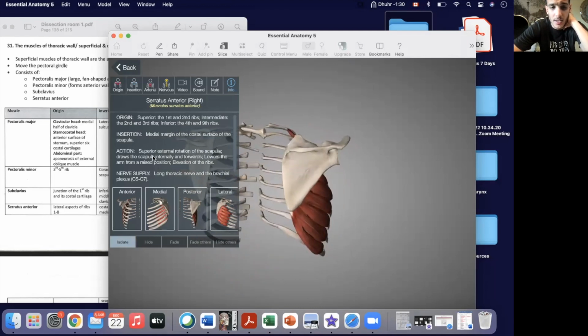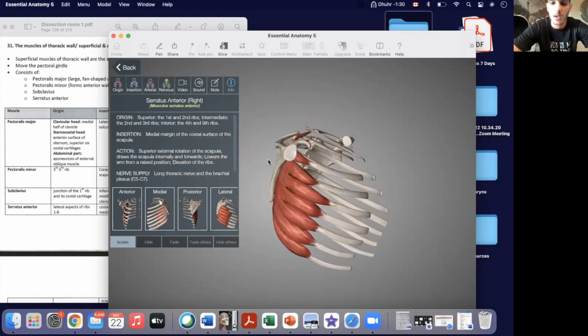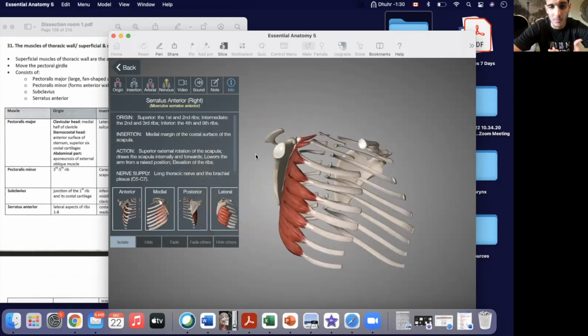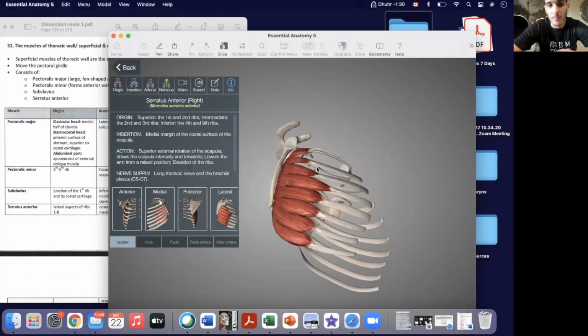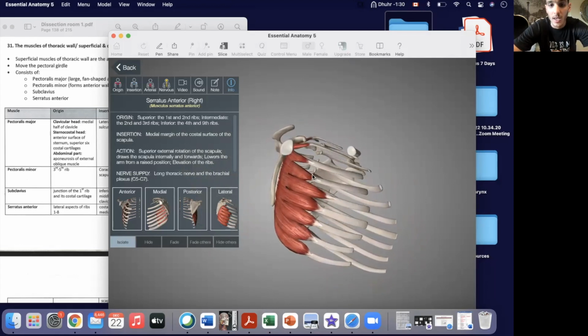So the action is superior external rotation of the scapula, draws the scapula internally and forward, lowers the arm from a raised position, elevation of the ribs. These functions will all make sense if you know the insertion and the origin of the muscle and where it's located, and you can just relate to it. That's how you can memorize it very easily. If you just look at this image and look at how it's connected to all those things, you will understand this action and not forget it.